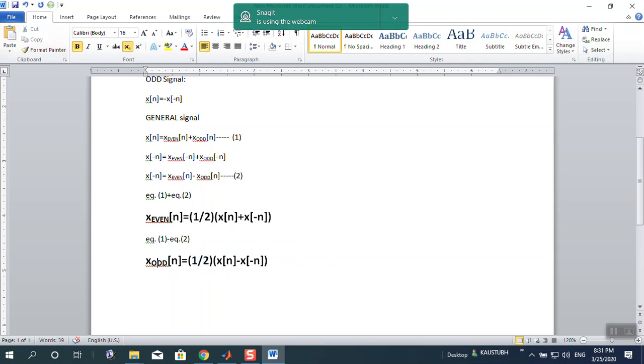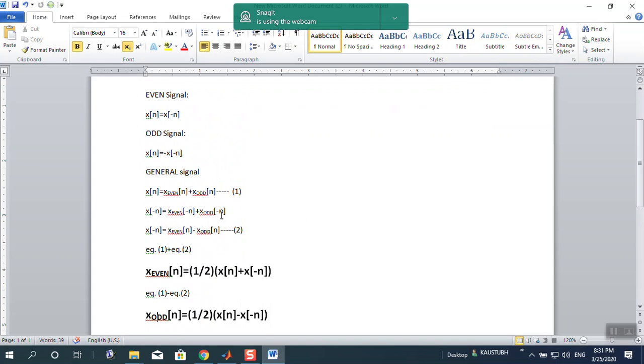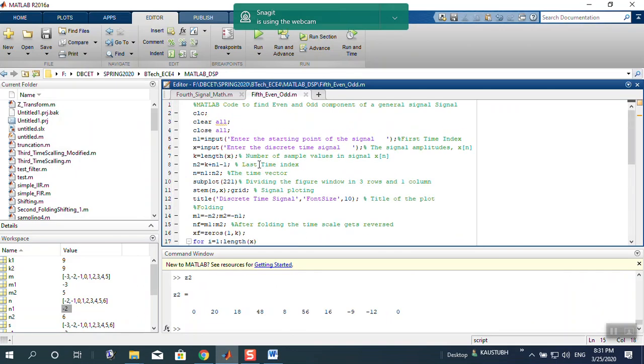So this is the theory behind the calculation or finding out the odd and even component of any general signal. So let's see how it can be done in MATLAB.